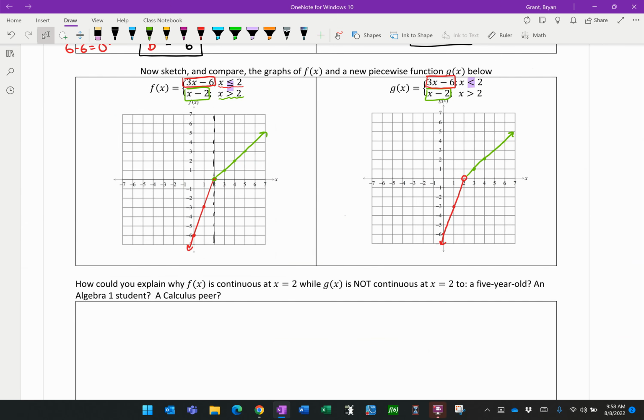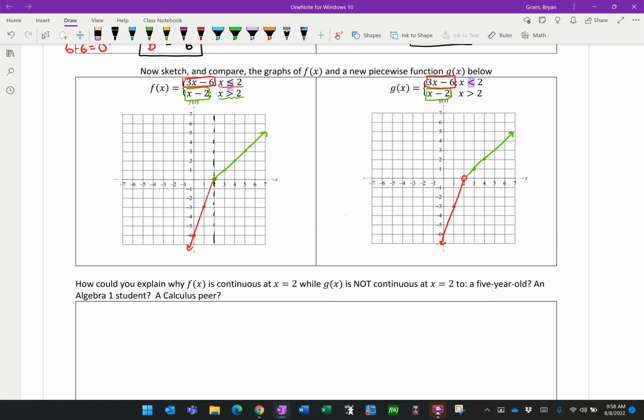So a quick question. How could you explain why f of x, that's this one up here, is continuous at x equals 2, while g of x is not continuous at x equals 2? And think about different ways you could explain it. Could you explain it to a 5-year-old, an Algebra 1 student, someone in calculus? So think about those explanations, and then we can maybe jot down a few ideas as well.